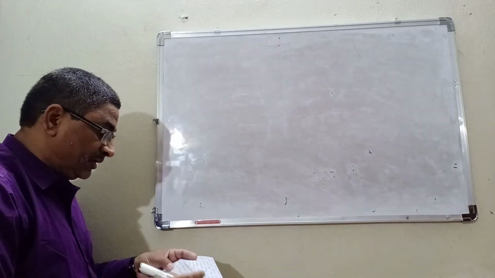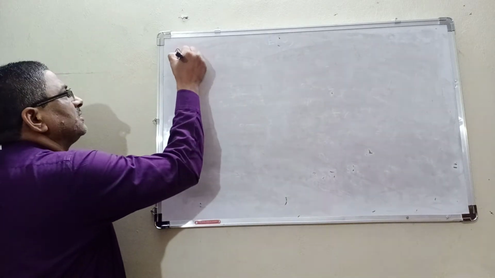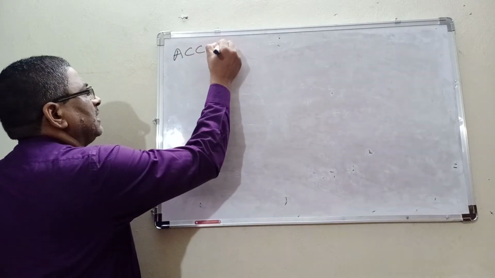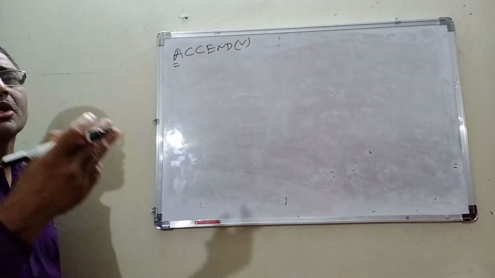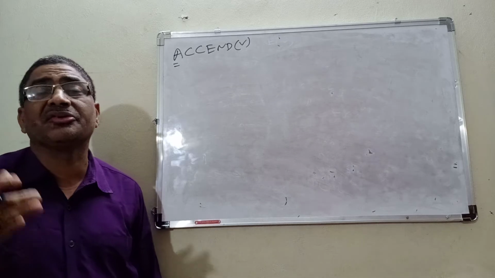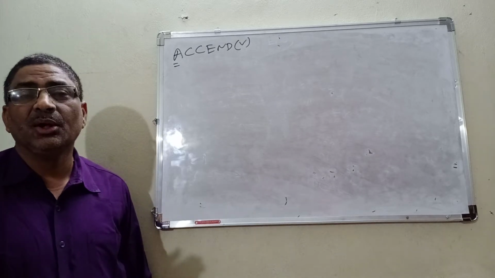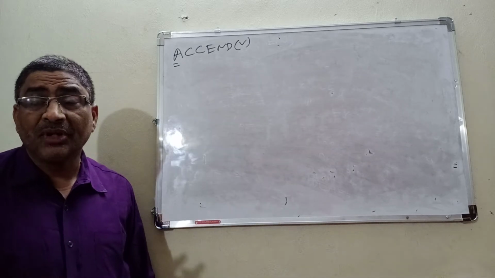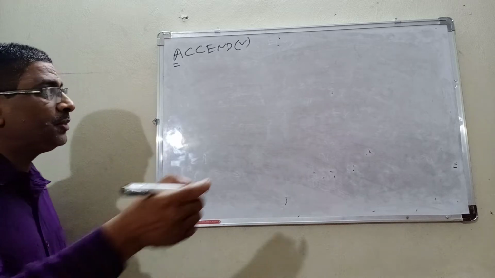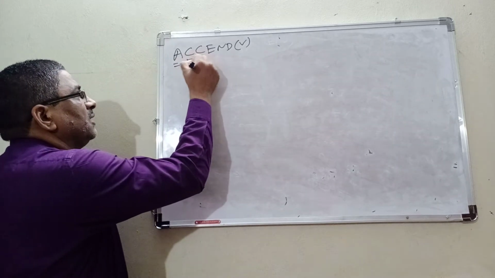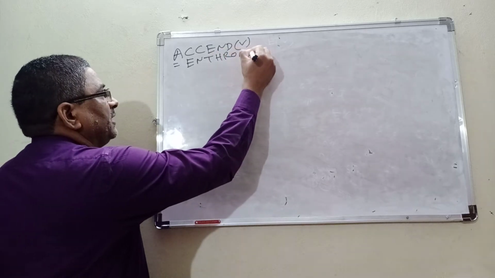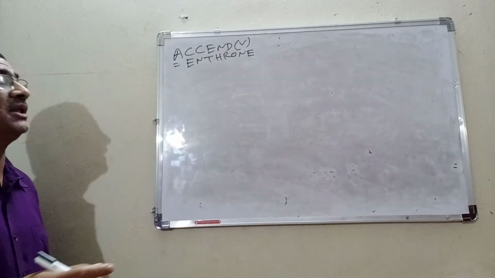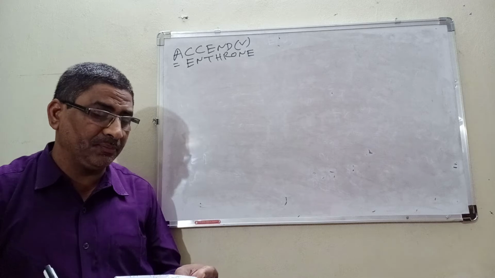The next important word, ascend. A-S-C-E-N-D, ascend. Ascend meaning is to come into power. I can say, after the death of his father, he ascended the throne of Delhi. A-S-C-E-N-D, to come into power. It has got one important synonym, E-N-T-H-R-O-N-E, enthrone. Throne is the right word, enthrone. Enthrone means to get into power.